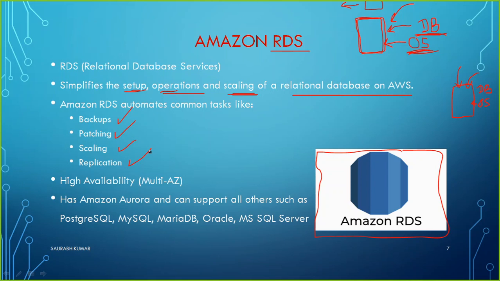It's very simple. The next point is that it provides high availability because it can be running on multiple availability zones. And the next point is that you can have Amazon's own type of database that is called Aurora, or you can also run different kinds of database servers there, like PostgreSQL, MySQL, MariaDB, Oracle, MS SQL Server. These are all supported by AWS. So you have RDS, but you can run PostgreSQL and MySQL there.